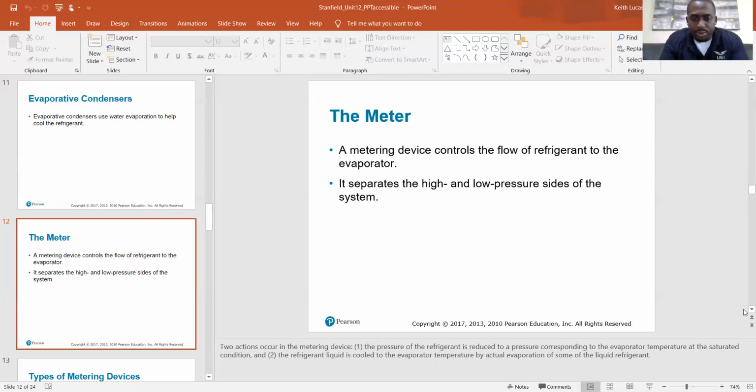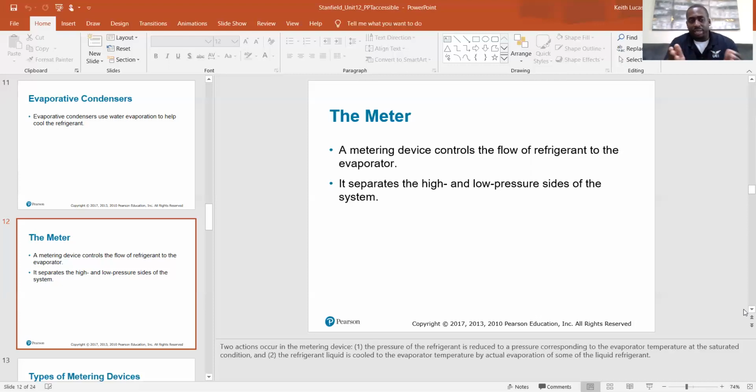The refrigerant liquid is cooled to the evaporator temperature by actual evaporation of some of the liquid. So basically, the moment that the refrigerant goes through the metering device and lowers the pressure, some of the liquid automatically flashes into a vapor. So this is what gives you that third line.